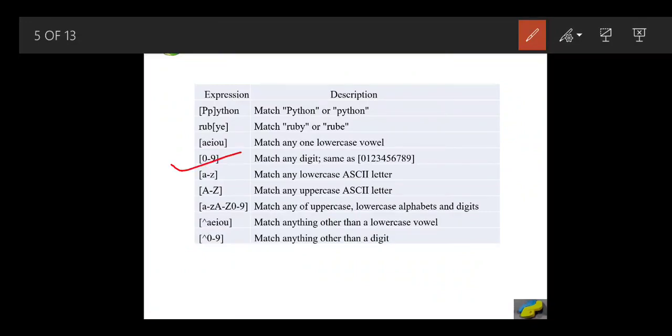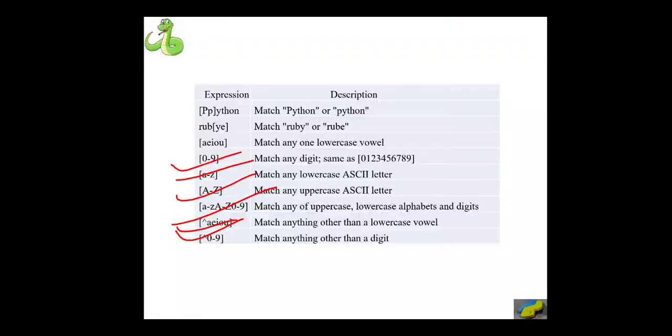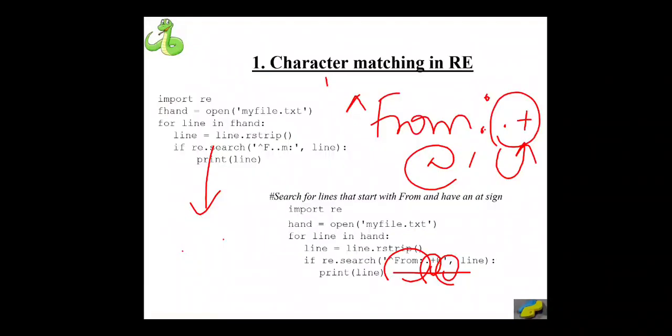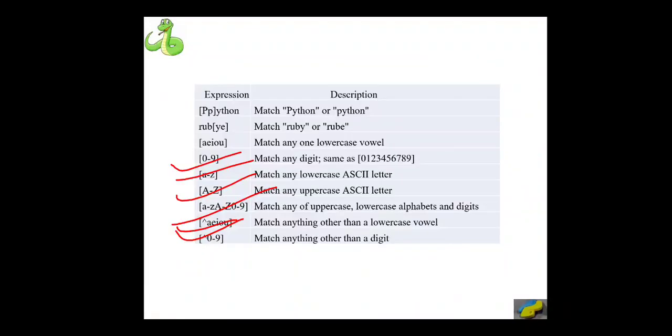Here, for example, 0 to 9 means it will match the characters from 0 to 9, lowercase and uppercase letters, all the three. If you give cap, it will match anything other than lowercase letters. Okay, you can give this with the help of the square bracket. Okay, so now we'll go with the next line.